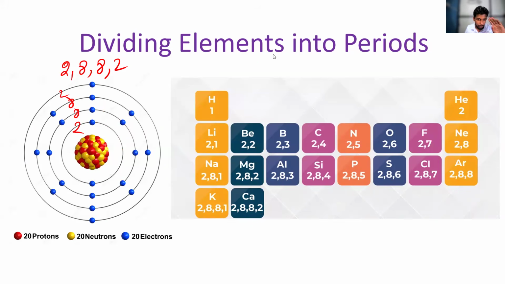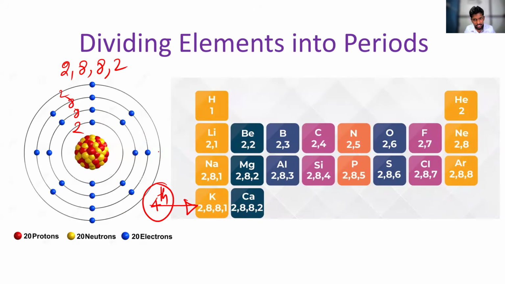Totally, 4 numbers are there. So if we have 4 numbers, that is the 4th period. If we have 4 numbers, the calcium will be placed in the 4th period. Okay, right. Done.